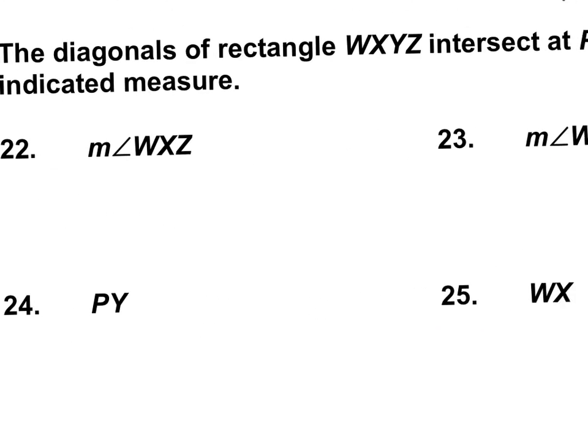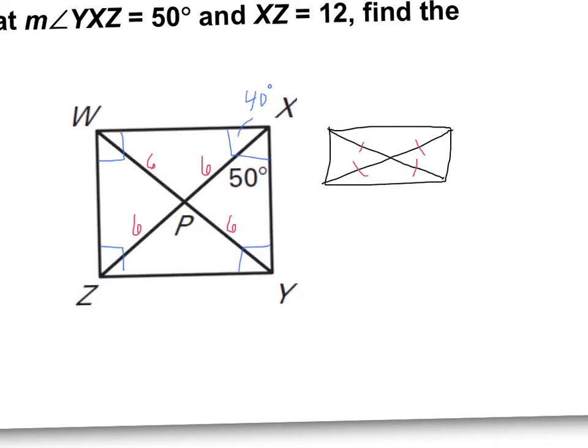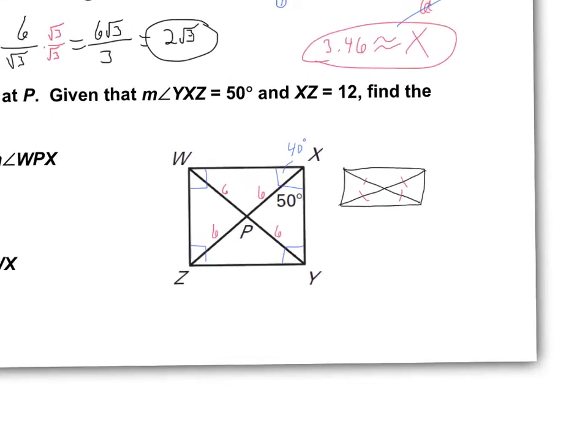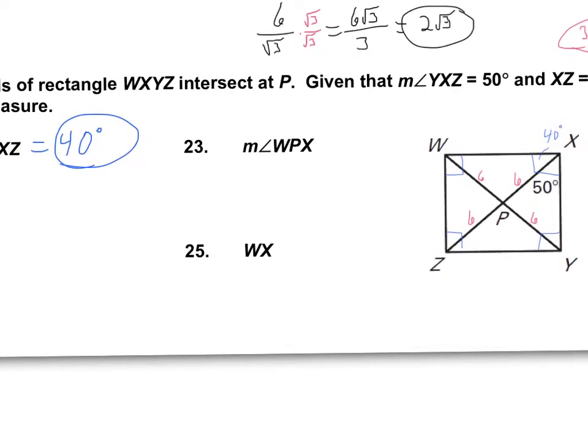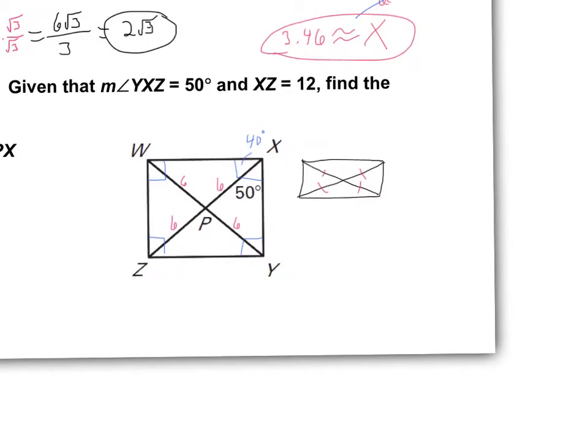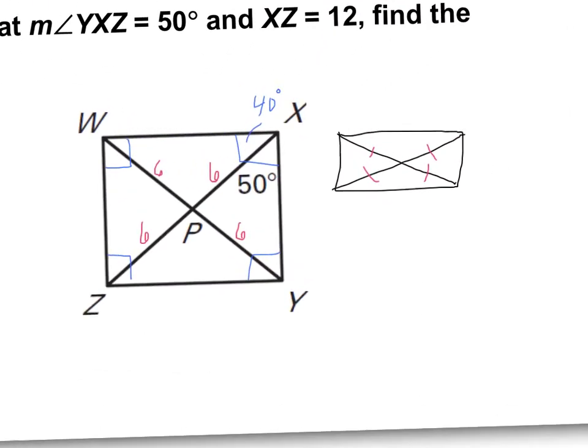Number 22, what's the measure of WXZ? WXZ, that's 40 degrees. That was actually the very first one that we did. So let's go ahead and write that in. 40 degrees. Okay, what's up next? WPX. All right, so that's WPX. That's this angle right here.